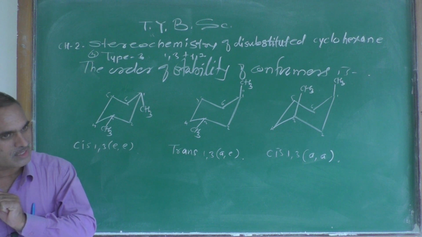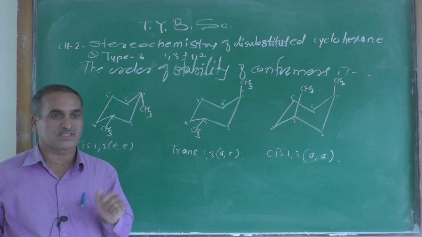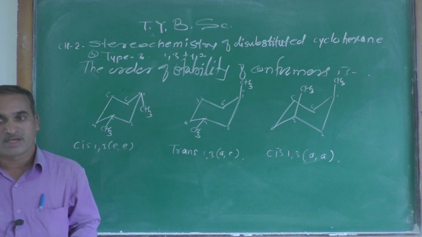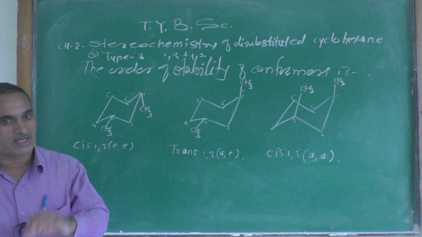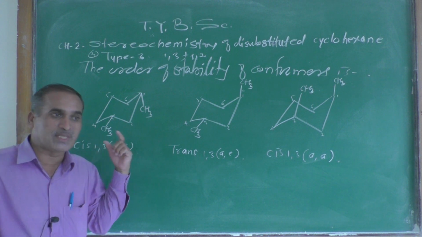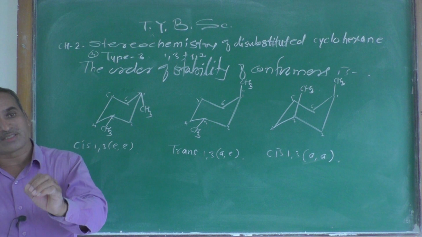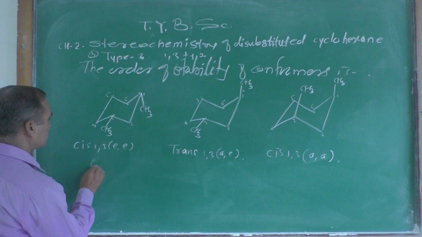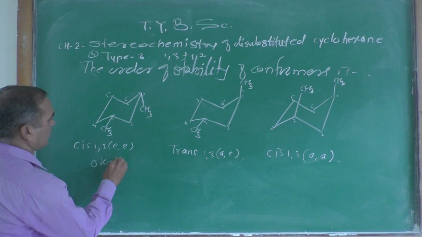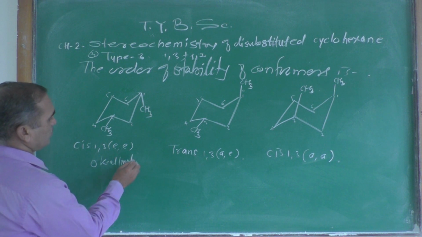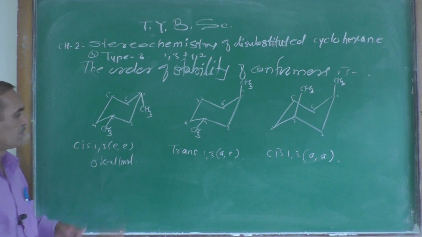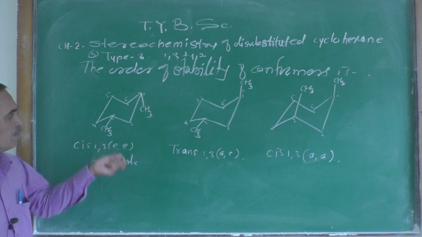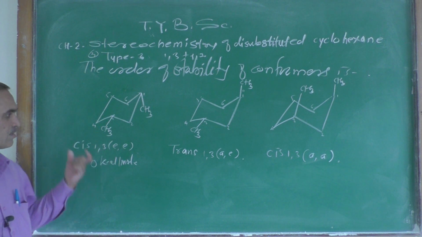There is no 1,3 diaxial interaction, and no butane-gauche interaction; both are absent. What will be the energy of this conformation? The energy of this conformation is 0 kilocalorie per mole of van der Waals strain. This is the amount of energy in this first conformer.